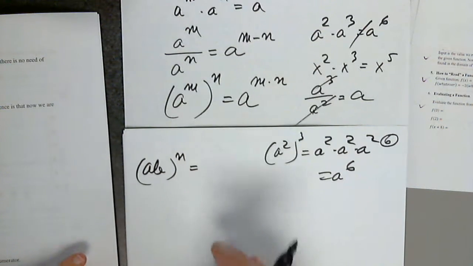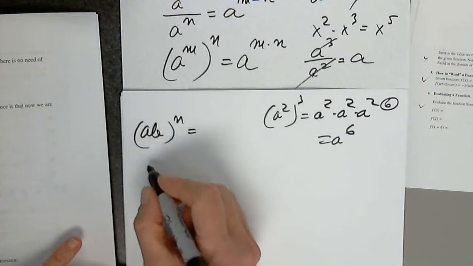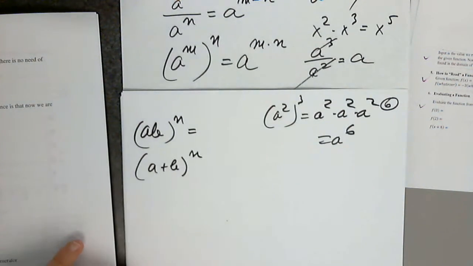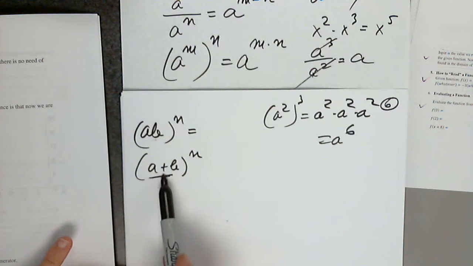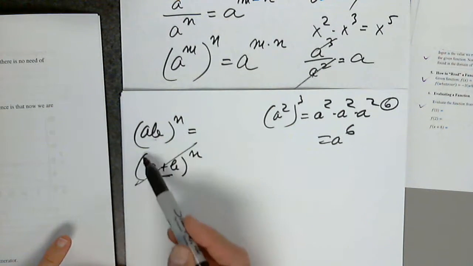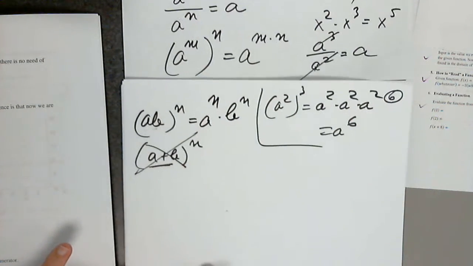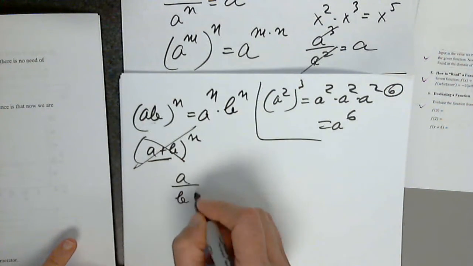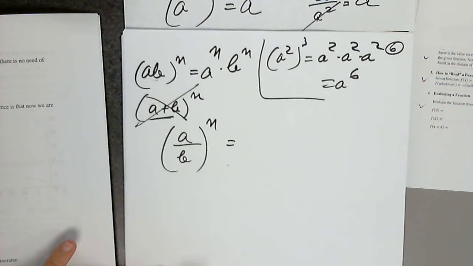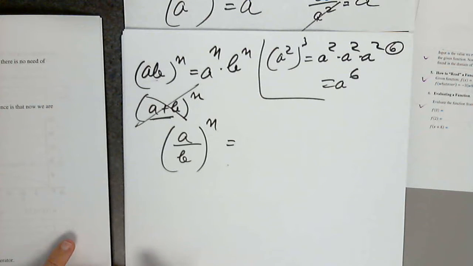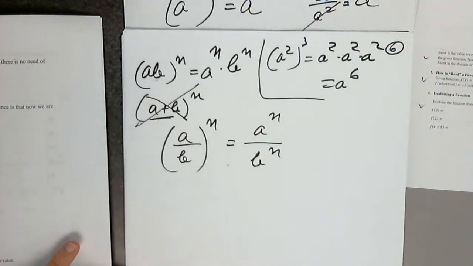Next one. ab raised to the nth power. Some students confuse this with this. Please do not confuse these two. This is not a binomial. This is a binomial. It's not the same as this. So a to the nth power times b to the nth power. a divided by b, everything to the nth power. How much will this be? a to the nth power over b to the nth power.